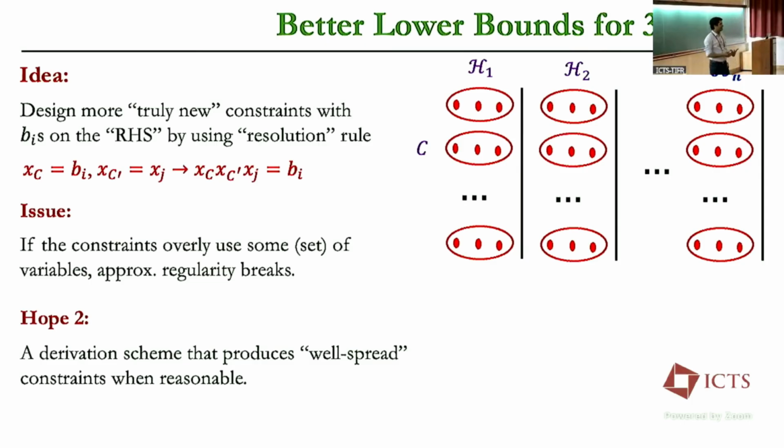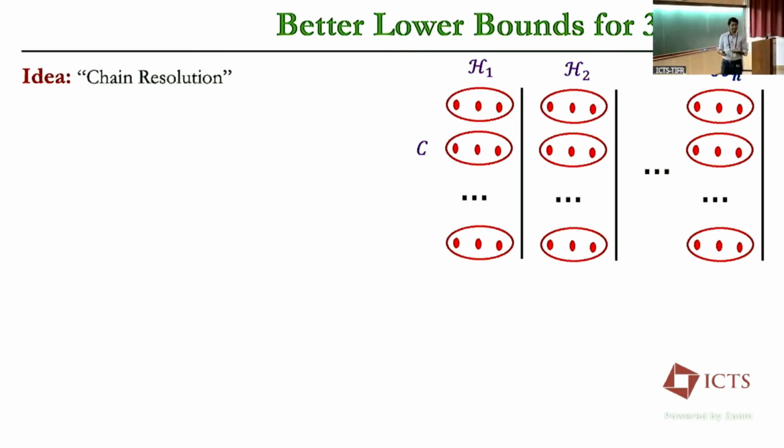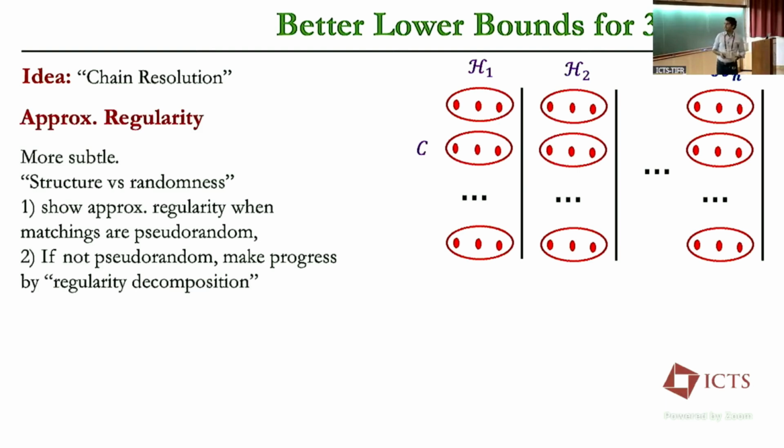We have to find a scheme of derivations that on the one hand has a large enough mi, and on the other hand is also well spread. It turns out that there is a simple scheme that actually does work. The idea, I won't tell you much about it, but you can ask me later. It's called chain resolution. If you ask me, I'll tell you, but I'll skip it for now.